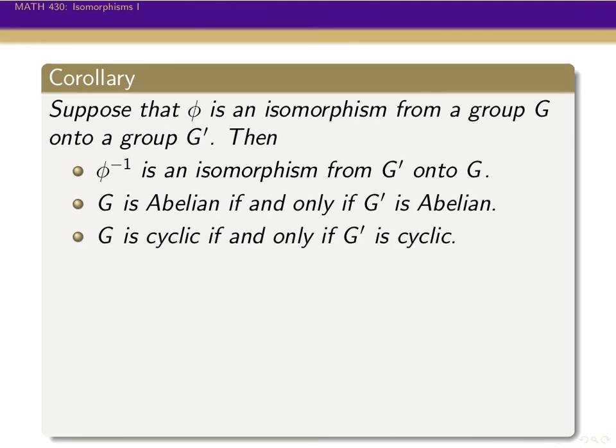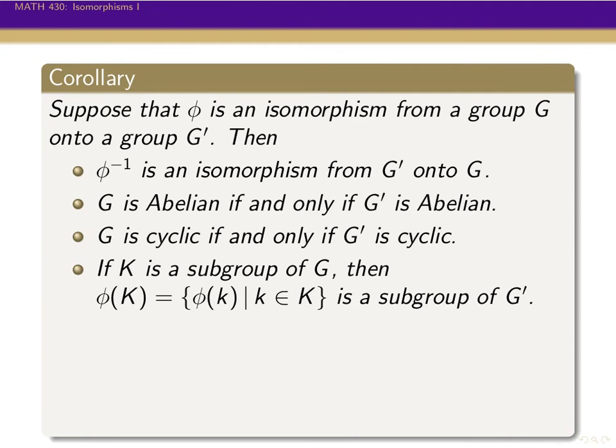G is cyclic if and only if G prime is cyclic. We already proved that G is generated by A if and only if G prime is generated by phi of A. And so this is just a direct consequence of that. If K is a subgroup of G, then phi of K is going to be a subgroup of G prime. This we can do quickly with the one-step subgroup test, right?